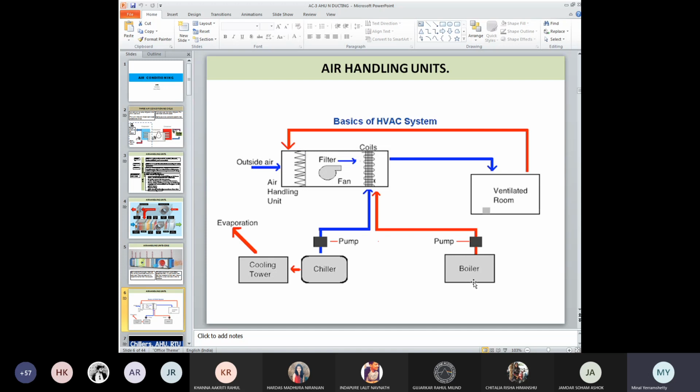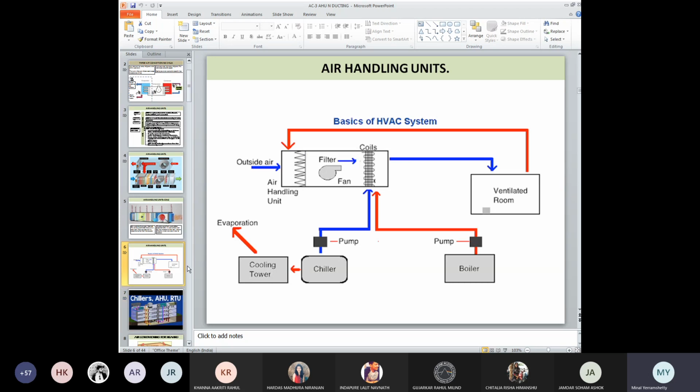And in the heating season, when I require the heating to be done, I will be supplying water to the coil. So this is the advantage of having a chilled water system, where I can use this boiler water as well as the cooled water. This is how the basic heating and cooling is done simultaneously.